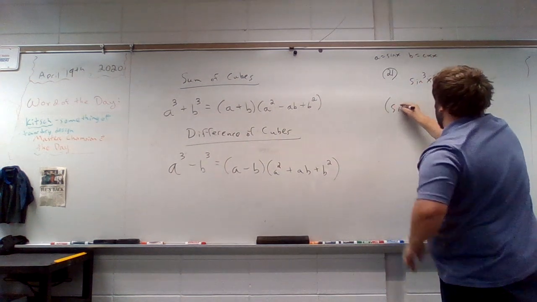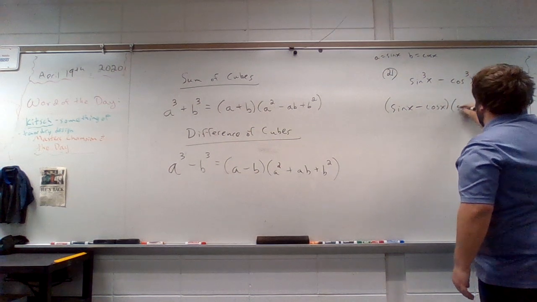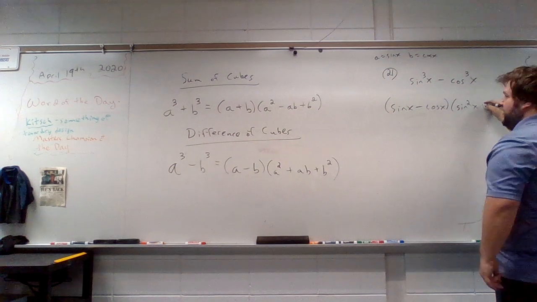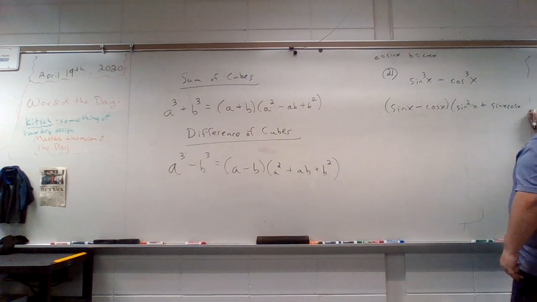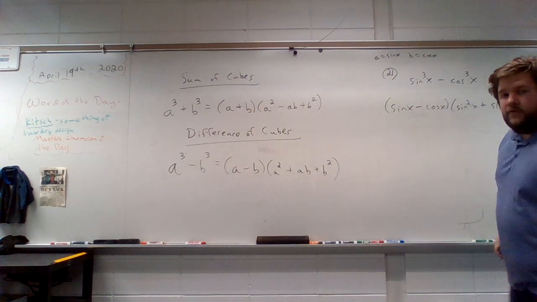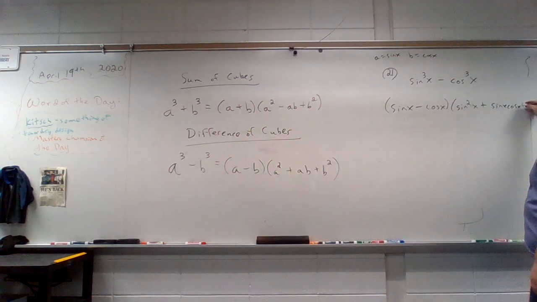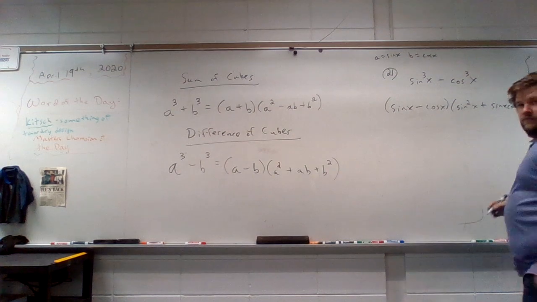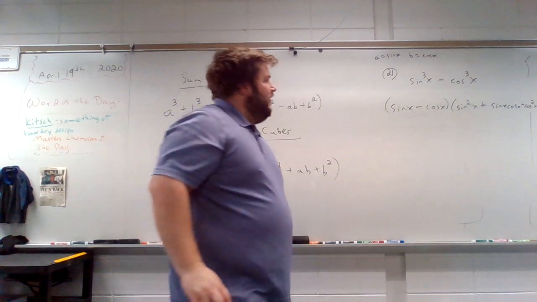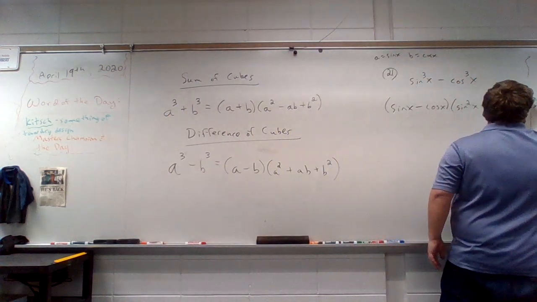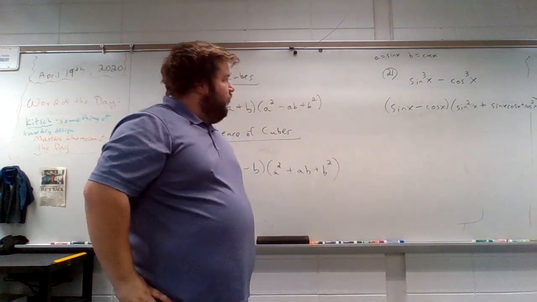So this would be sine x minus cosine x. A is sine, so it'd be sine squared plus ab would be plus sine x cosine x. And then, am I out of room? Almost. What's the end? It's plus cosine squared, right? Did I get it in? Okay, good enough. And that would be the first part.